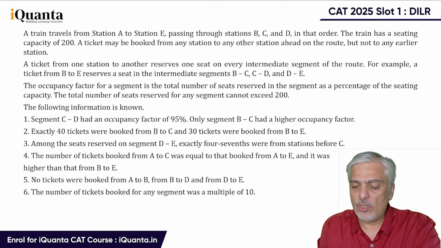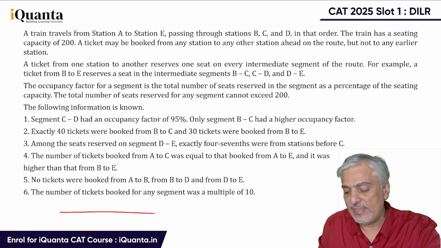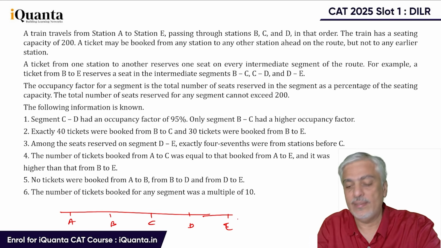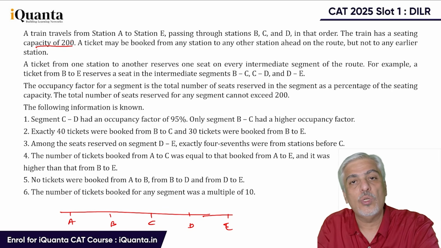The first one talked about a train travel. A train travels from station A to station E, passing through 3 stations between, B, C, D. So which means there is, in order, A, B, C, D and there is E towards the end. The train has a seating capacity of 200. So the maximum capacity is 200.